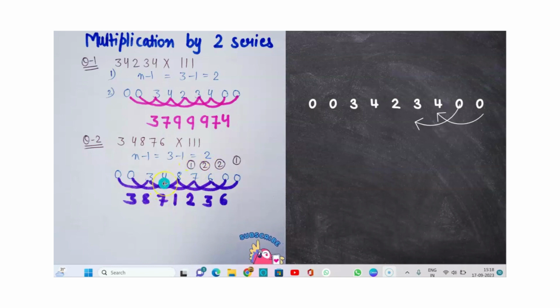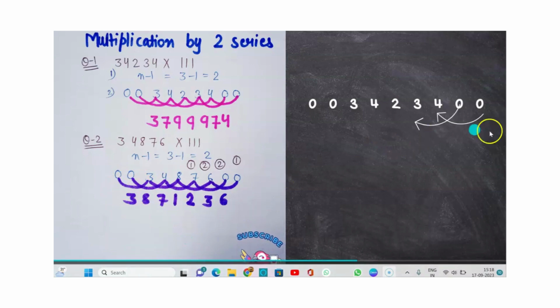Okay. Then start with 4. 4 plus 3 plus 0 will give you what? 7. But you have 1 carry. Therefore 1 plus 7 will give you 8. Then 0 plus 3 plus 0 plus 0 will give you 3. So this will be the answer of this question.